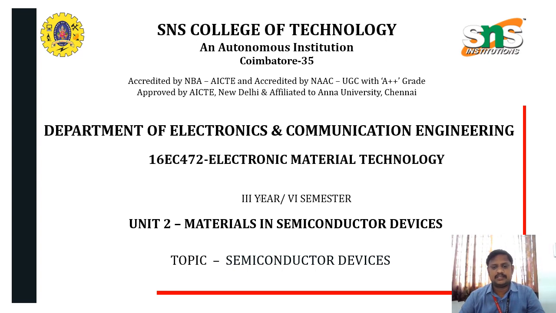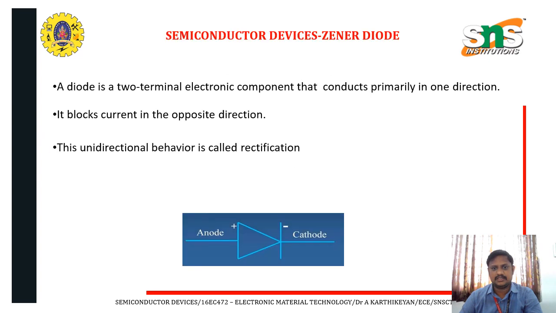Semiconductor devices. So it is one of the important parameters in the material devices. Mainly we have the semiconductor devices, we have the Zener diode. A diode is a two-terminal electronic component that conducts primarily in one direction. Mainly we have the anode and the cathode. The anode is the positive terminal and the cathode is the negative terminal. So it blocks the current in the opposite direction.